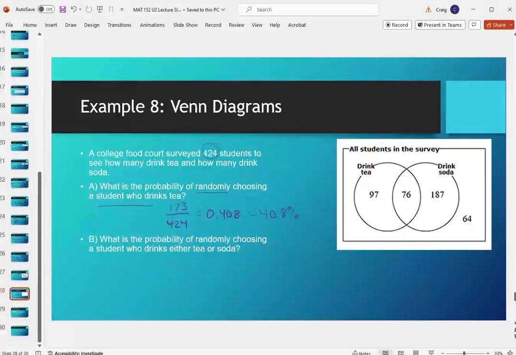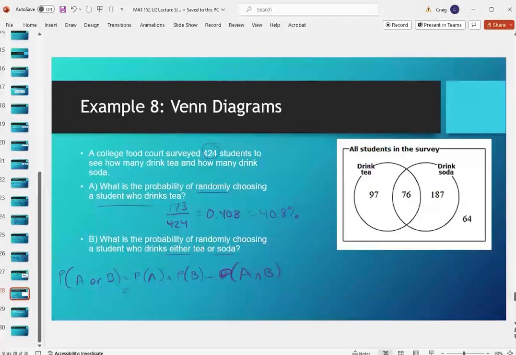What's the probability of randomly choosing a student who drinks either tea or soda? Okay. Well, if we want to look at the ones who drink either tea or soda, the probability of A or B is going to be equal to the probability of A plus the probability of B minus the probability of A and B.